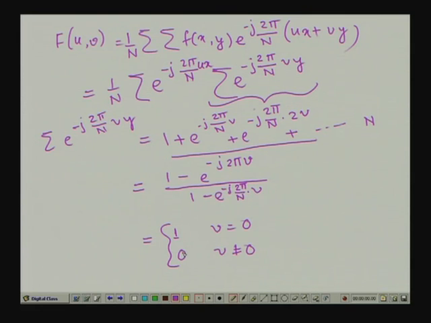So, by substituting this, and same is the case for the other summation, by substituting this result in this expression, what we get is f u v is equal to 1 when u and v are equal to 0, and this is equal to 0 when u and v are non-zero. So, this is the final result that we will get for the first problem.